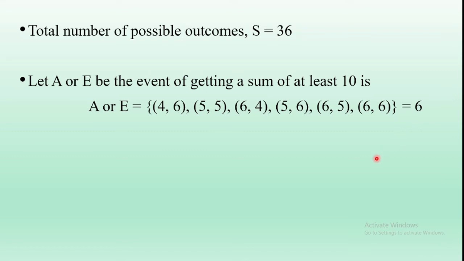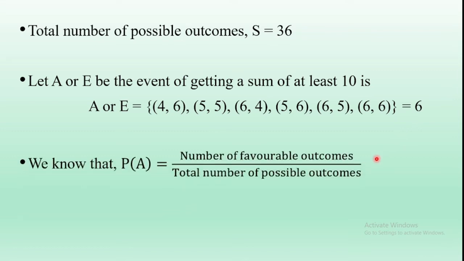Therefore the probability of getting a sum of at least 10 is the number of favorable outcomes divided by the total number of possible outcomes. Now here the favorable outcomes are 6 and the total outcomes are 36. Therefore, the probability of getting that event, and what is that event? Getting a sum of at least 10 is 6 divided by 36, which is equal to 1 by 6.